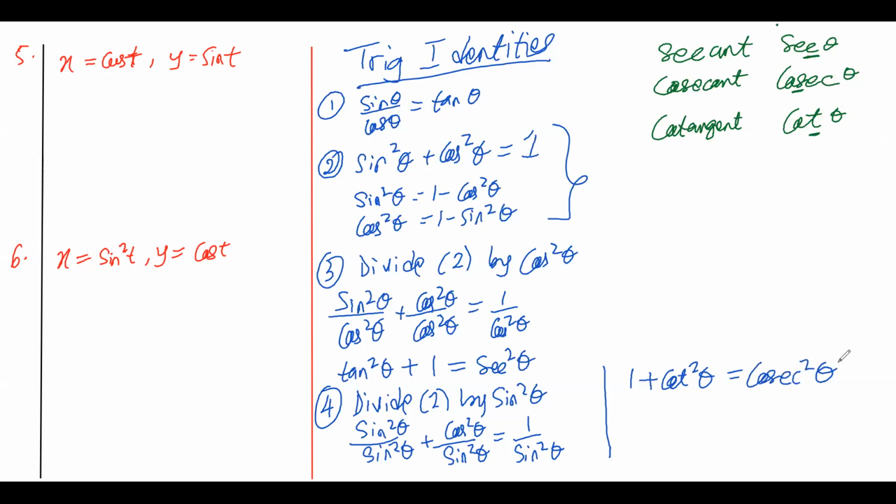Okay, and of course you can manipulate them. You can make tan the subject here, which is, you can put both of them together. From here, you can say tan squared minus sec squared is equal to 1. Or sec squared minus tan squared is equal to minus 1. So similarly here, you can take this away. 1 will be equal to cosec squared minus cot squared. I expect all this to be in your IB formula booklet.